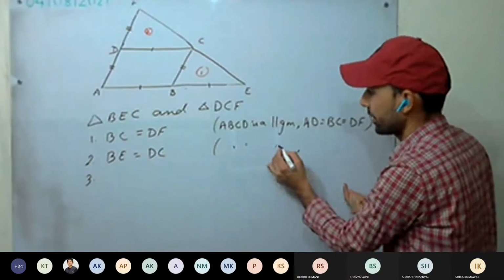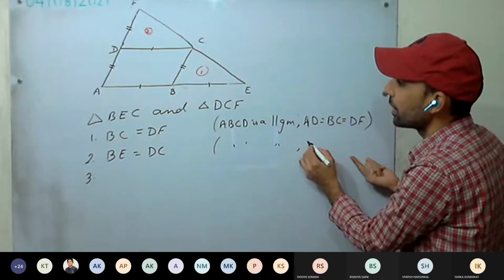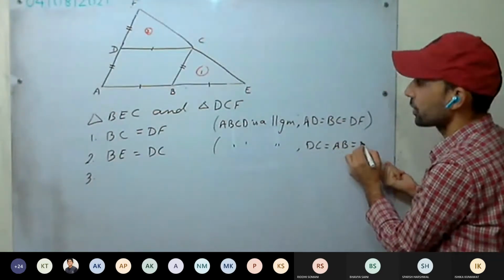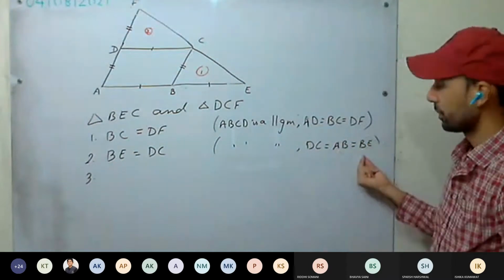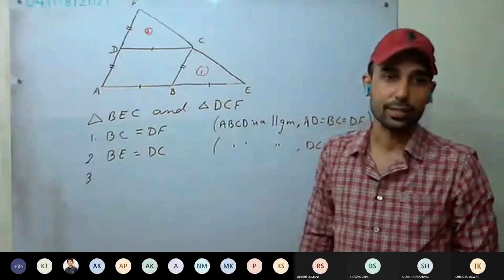Okay. Similar thing. ABCD is a parallelogram and DC equal to AB equal to BE. Okay. So we have used the same formula there. Okay. Now one more we require.